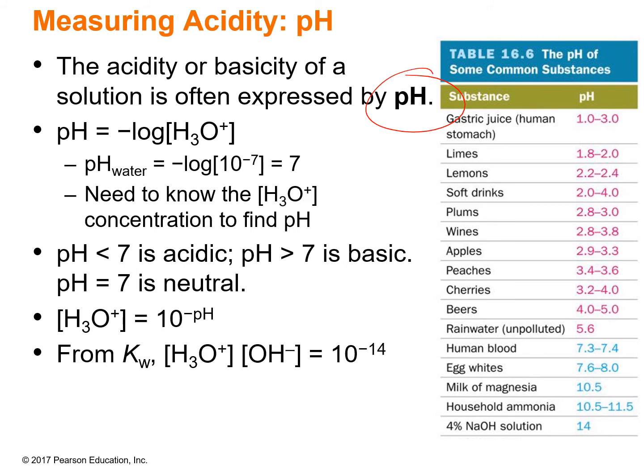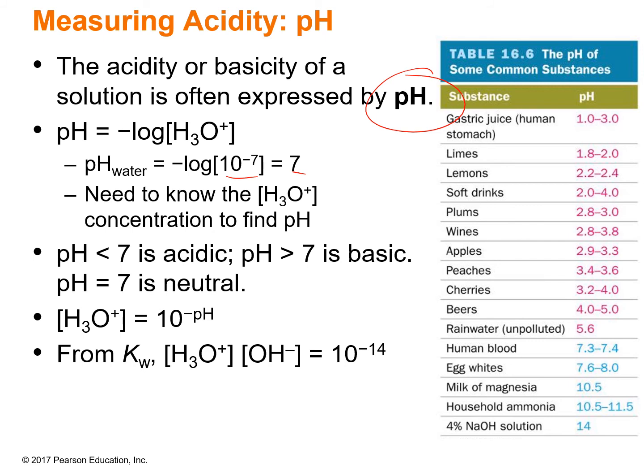So for example, if you want to determine the pH of pure water, you take the concentration of its hydrogen ions, which remember in pure water at 25 degrees Celsius is 10 to the negative 7th molarity. You take the negative log of that, and that would give you the pH, right? So the pH of pure water at 25 degrees Celsius will be 7.